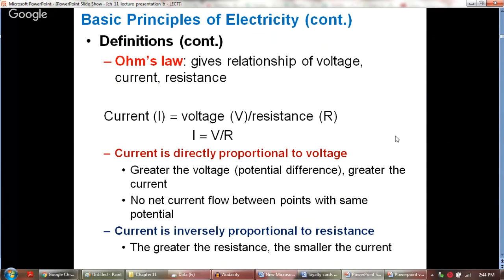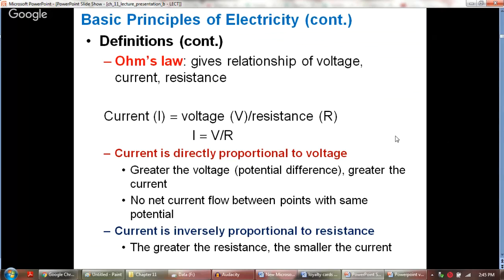Considering all these terms, we can find a relationship between the voltage, current, and resistance, and that is described by Ohm's law. Ohm's law gives the relationship of the voltage, current, and resistance, where the current is equal to the voltage divided by resistance, which means the current is directly proportional to the voltage. That means the greater the voltage or the potential difference, the greater the current it would be.